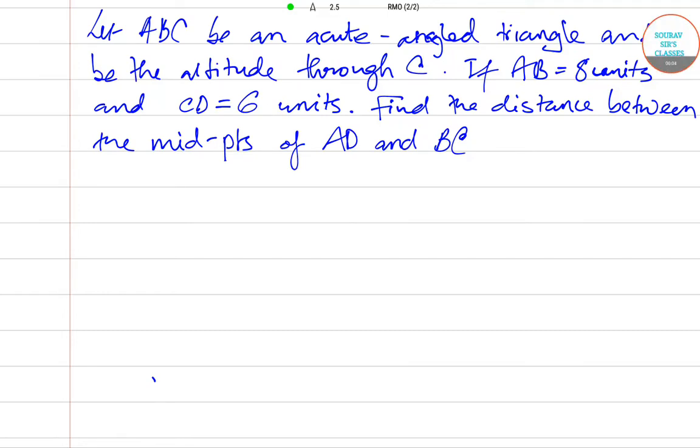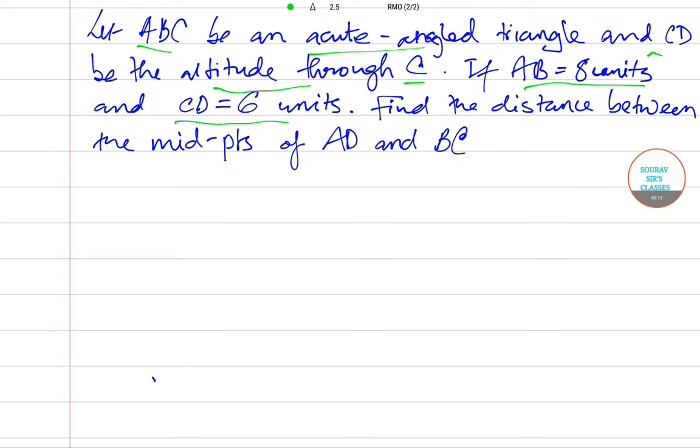Today I will be talking about some RMO geometry problems. So let's start with this question. Let ABC be an acute angle triangle and CD be the altitude through C. If AB equals 8 units and CD equals 6 units, find the distance between the midpoints of AD and BC. So first we have ABC, which is an acute angle triangle.